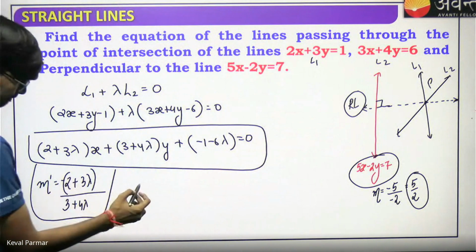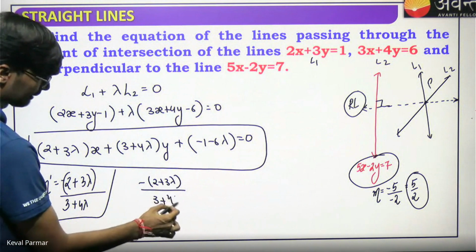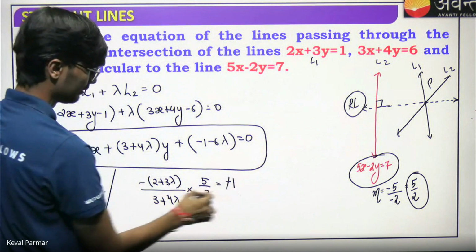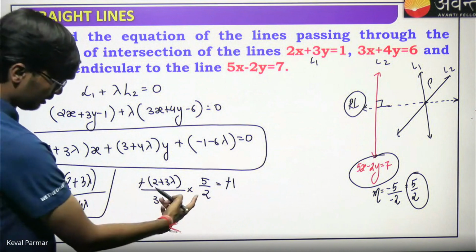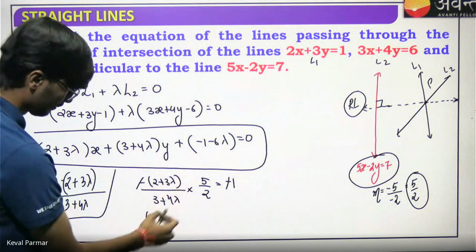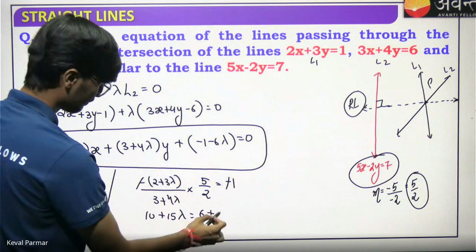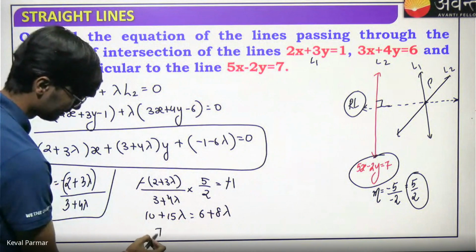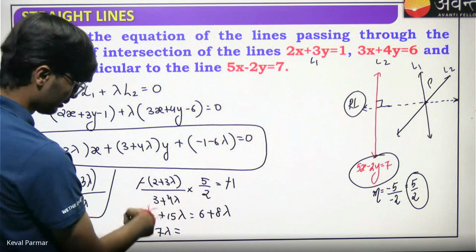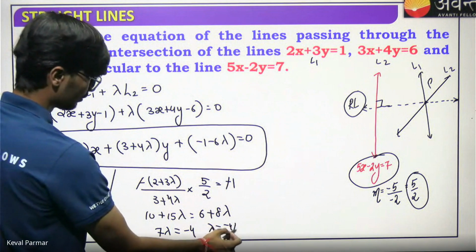So this slope, minus (2 plus 3 lambda) upon 3 plus 4 lambda, into 5 upon 2 is equal to minus 1. This minus will get cancelled. Let us cross multiply. I'll get 10 plus 15 lambda is equal to 3 into (6 plus 8 lambda)... That means 7 lambda will be equal to, correct? Minus 4. So lambda is minus 4 by 7.